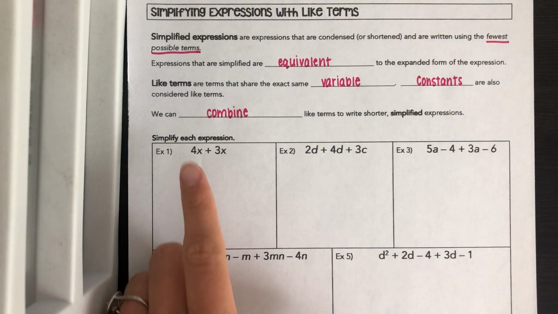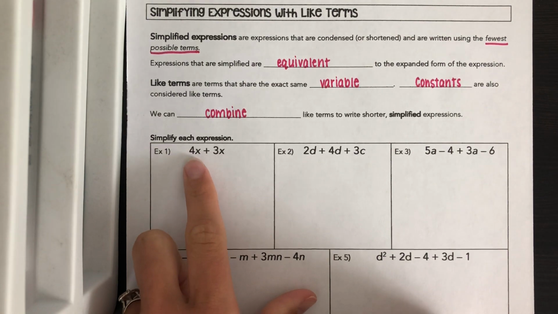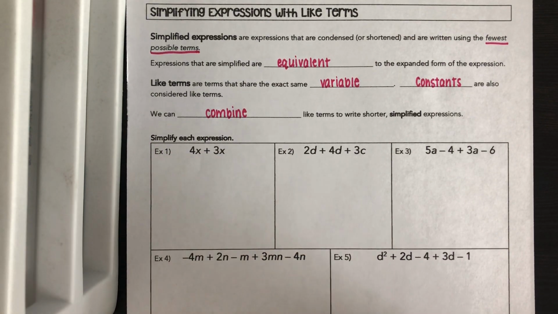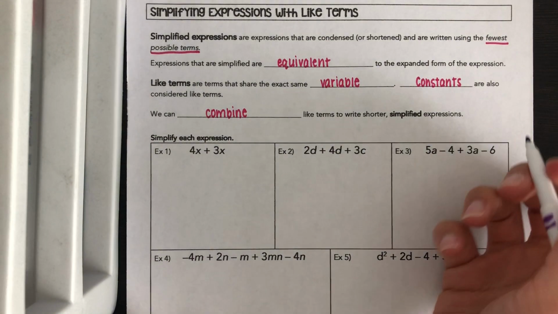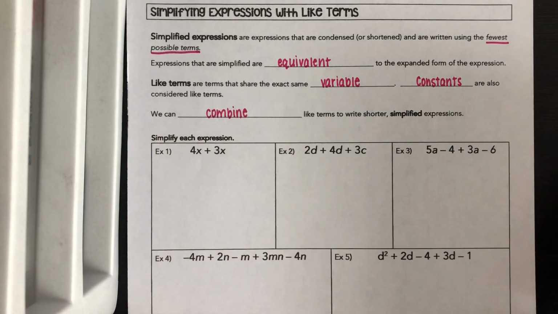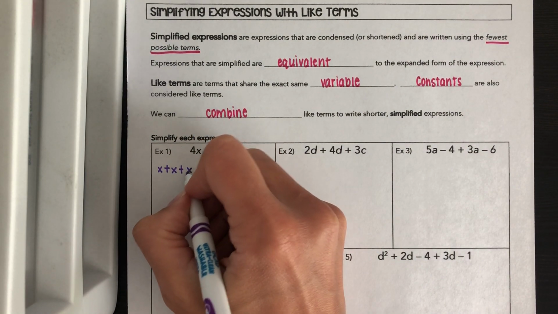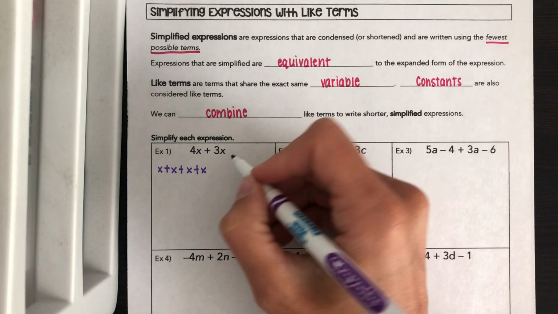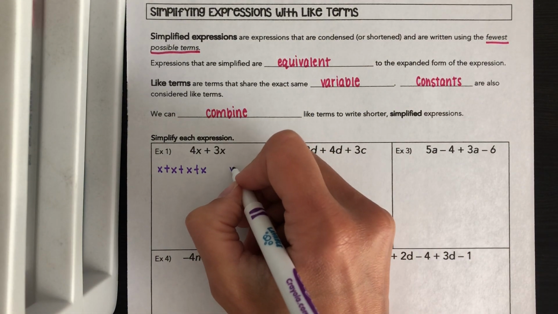So in this expression, we see two terms, 4x and 3x. And we're going to break this down and think about what these terms mean. First of all, because these terms both contain the variable x, they share the exact same variable, we know that they are like terms. And we also know that we can combine these like terms to write shorter simplified expressions. So let's look at why. 4x really means 4 times x, which means x plus x plus x plus x. 3x means 3 times x, or x plus x plus x.